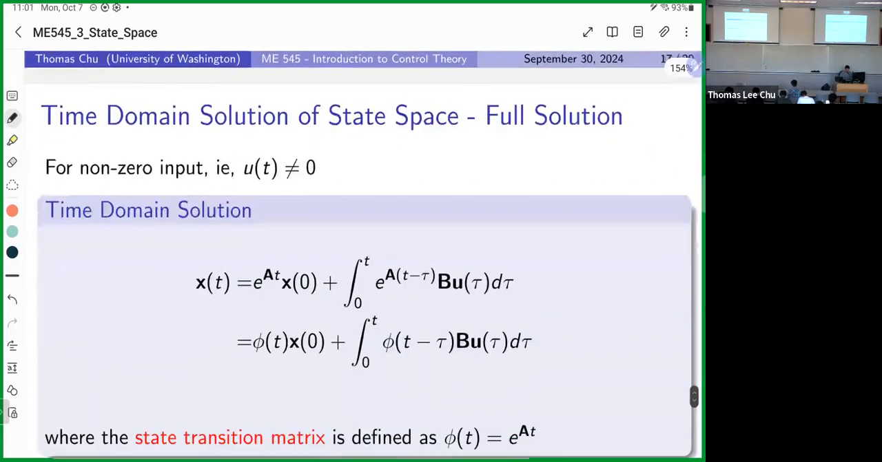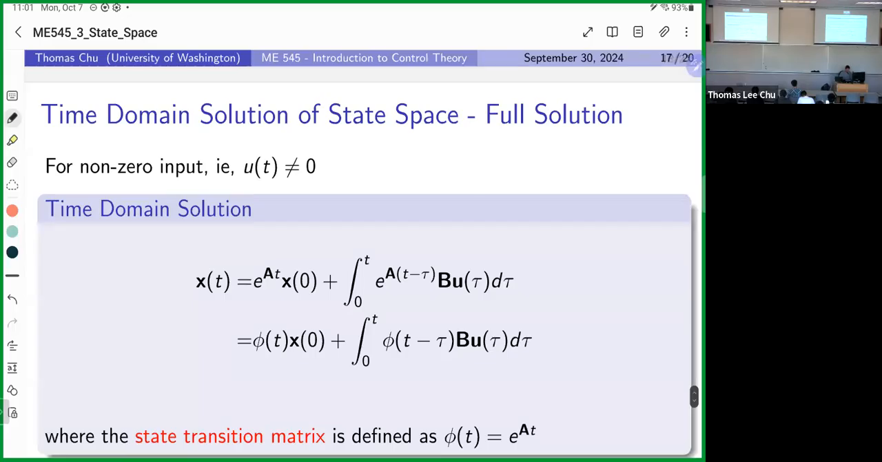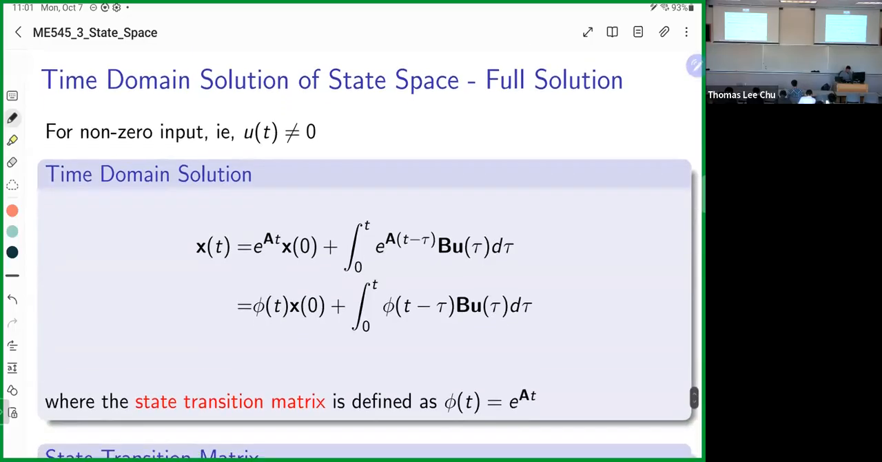But let's say we now have the full solution for if we have a non-zero input. In other words, u is not equal to 0, then the time domain solution is this. x of t is equal to e to the at multiplied by your x naught initial conditions plus the integral from 0 to t of e to the a(t minus tau) times b times u of tau d tau. So tau here is just a placeholder. We're just integrating up to time t, and you choose time t here.